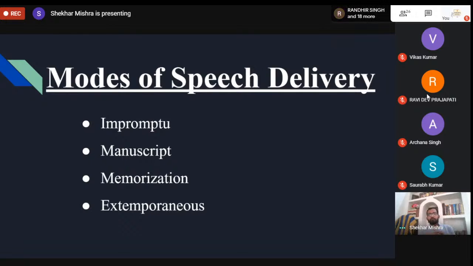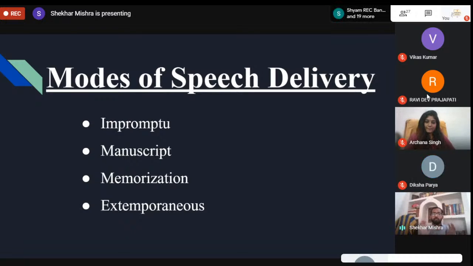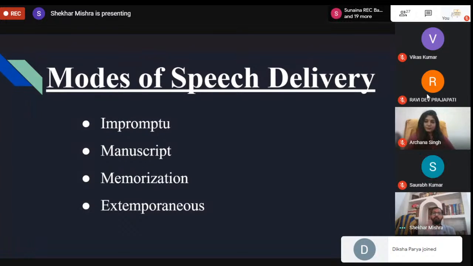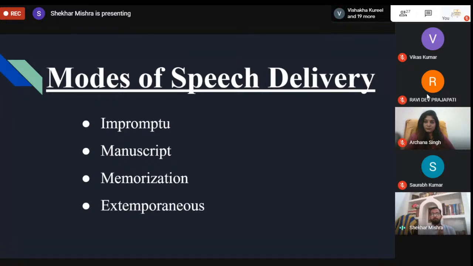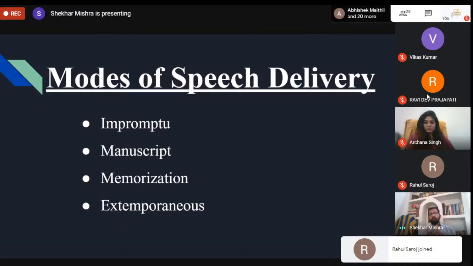So here we have four kinds of modes of speech delivery. First one is impromptu. In impromptu, as the word suggests, it's an improper way. Like you are attending any function and organizers have asked you to present your views on that day. Like you are participating in a Diwali function and organizers have asked you to say something about Diwali and something about the function. So you are not prepared for that speech, but still you go there and present your views. So this is a kind of impromptu speech. You were not prepared, but still you have made it a speech.